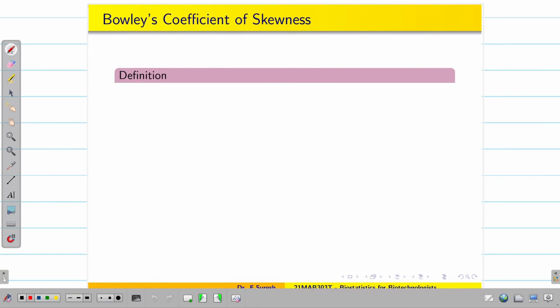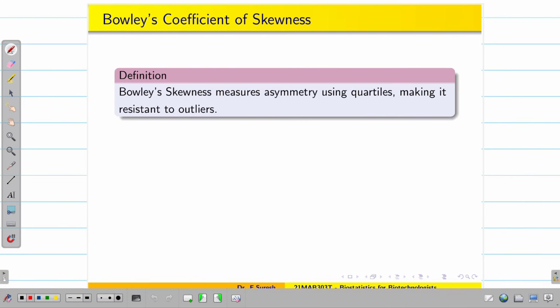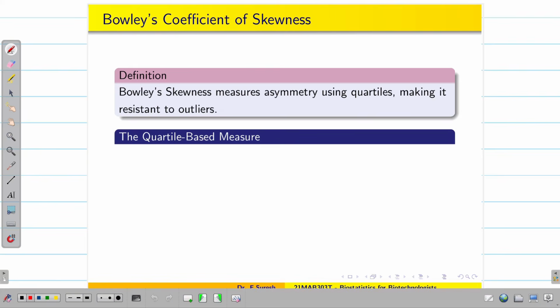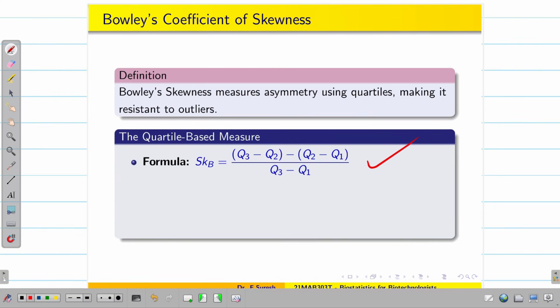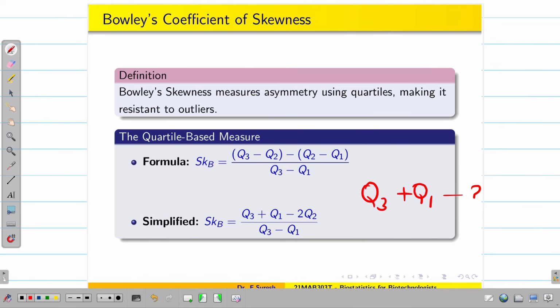Next, similarly, they can ask Bowley's coefficient of skewness. To find Bowley's coefficient of skewness, we need the quartiles, that is Q1, Q2, Q3. Let us see the formula. This is the formula for Bowley's coefficient of skewness. When you simplify this, I can write it as Q3 plus Q1 minus 2 times Q2 divided by Q3 minus Q1. So we have to find all the three quartiles Q1, Q2, Q3. Then we can substitute in the second formula rather than the first formula. Then you can get Bowley's coefficient of skewness.